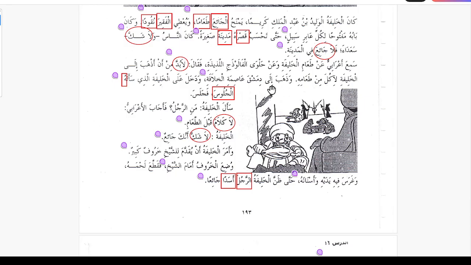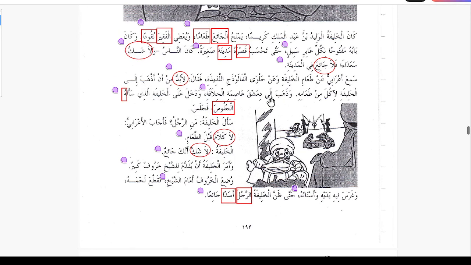Wazahaba, so he went ila Dimishka, to Damascus, asimatul khilafati, which is the capital city of the caliphate. So he went to the capital city, which is Damascus. So zahaba yazhabu, the dhahaba is the past tense, fi'lun madin mabni al fathi. Dakhala al khalifata allazi sa'alahu al julusa, and he entered upon the caliph, the one who asked him to sit. Fajalasa, so he sat.